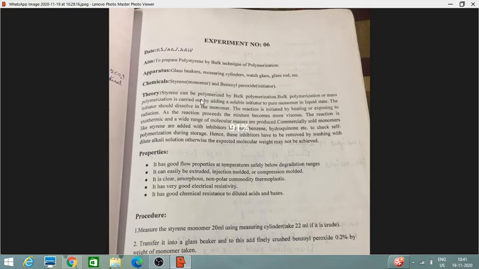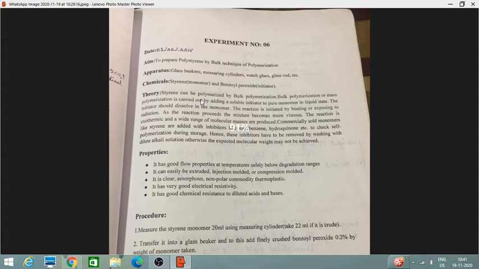For the polymerization apparatus, you will simply need a glass beaker, measuring cylinder, watch glass, glass rod, etc. The chemicals you will need are styrene monomer itself and benzoyl peroxide initiator. Both are available in the lab. The lab attendant will give you if you ask him.